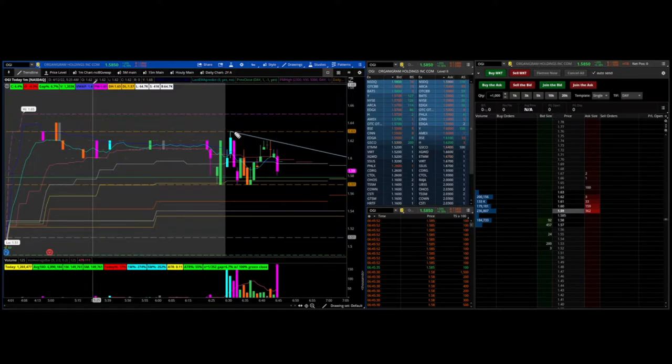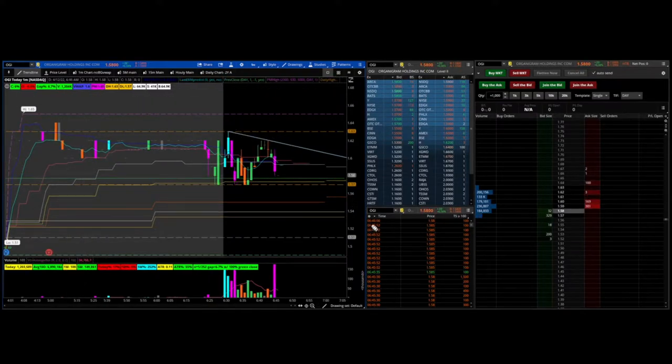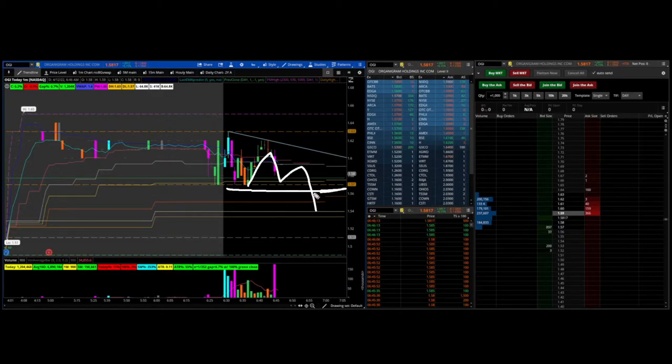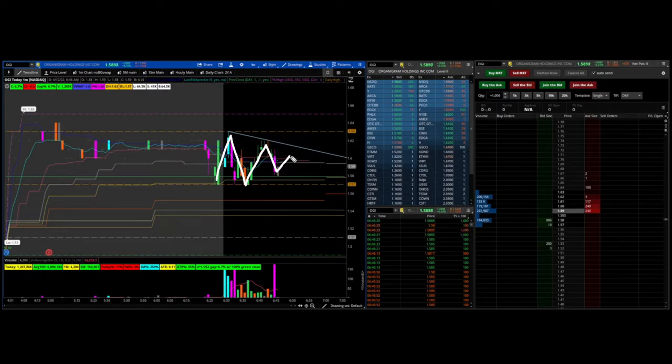I started out by drawing this flag line and just watching this level, to see if it starts to hold a higher low here or if it starts to roll over. But I'm more interested in a long position if it starts to curl and create this flag break.